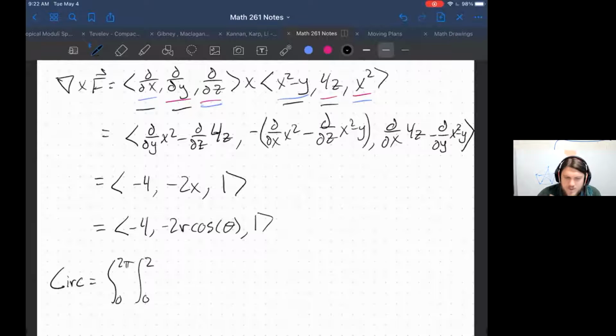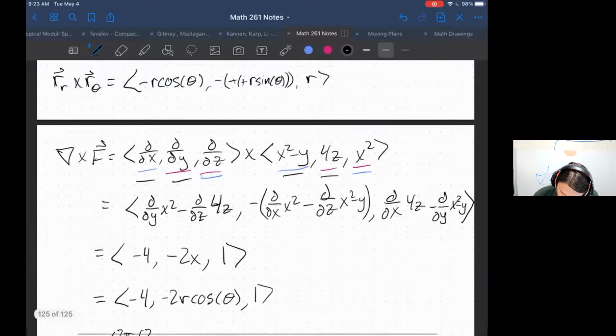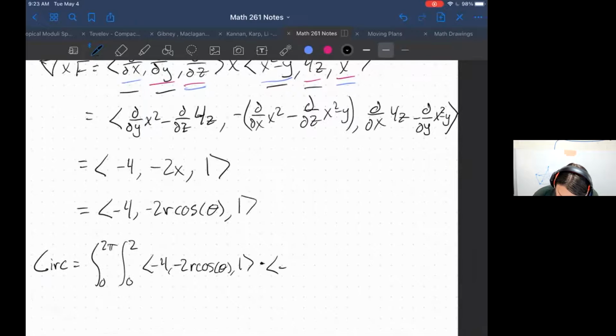And so now we can go through and set up our whole integral. So the circulation is this double integral from 0 to 2 pi, 0 to 2 of -4, -2 r cosine theta, 1 dot product with, scroll up a little bit, negative r cosine, negative r sine, r. This is a dr d theta.